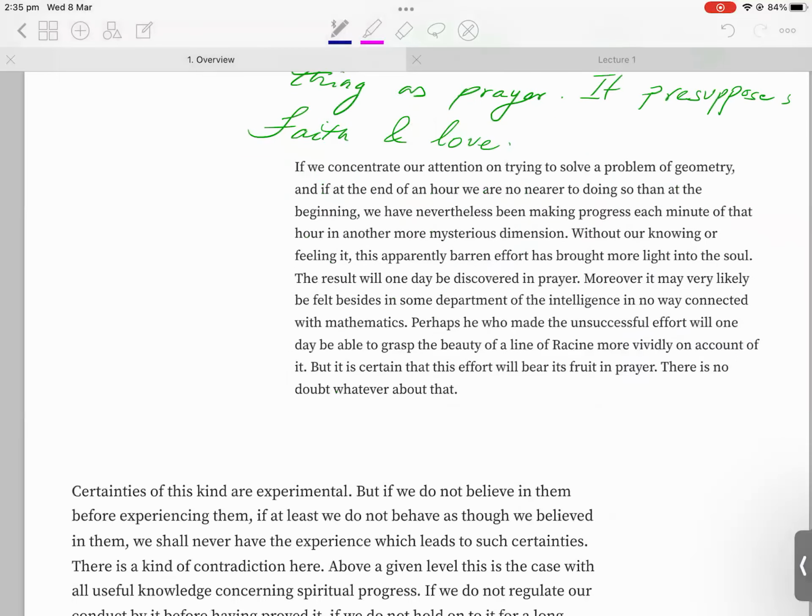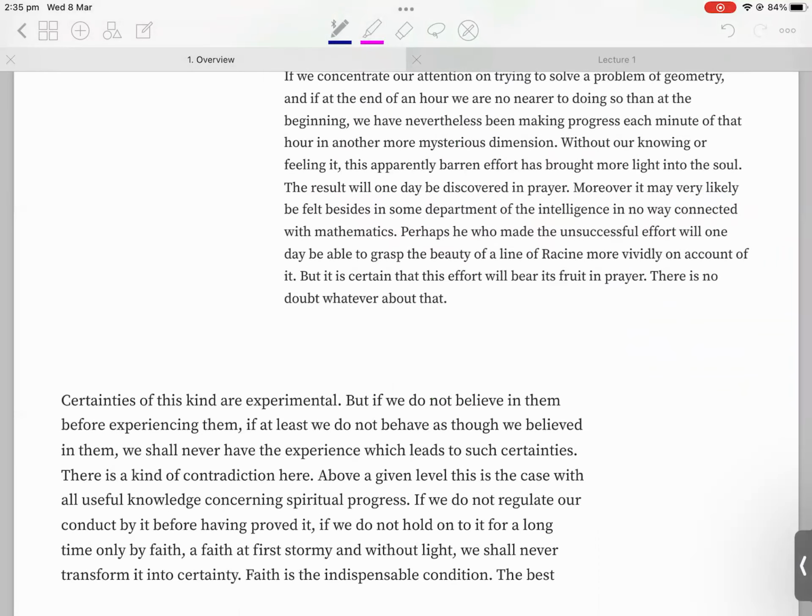And then she goes on to say, "Certainties of this kind are experimental, but if we do not believe in them before experiencing them, if at least we do not behave as though we believe in them, we shall never have the experience which leads to such certainties. There is a kind of contradiction here. Above a given level, this is the case with all useful knowledge concerning spiritual progress." And I should add here, possibly concerning mathematical progress as well.